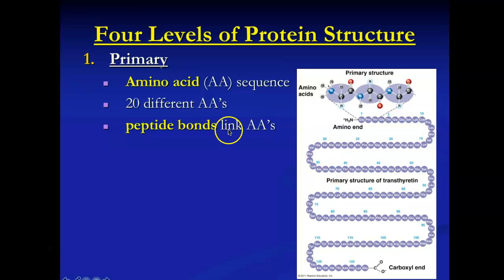I'm just trying to make sure I don't go too fast. So I've given you primary structure. I've given you this picture. I need you to write down amino acid sequence. I need you to write down that there are 20 different amino acids. And then I need you to write down that peptide bonds are what link amino acids together. So if you don't have that down yet, push pause now because I'm about to move on.